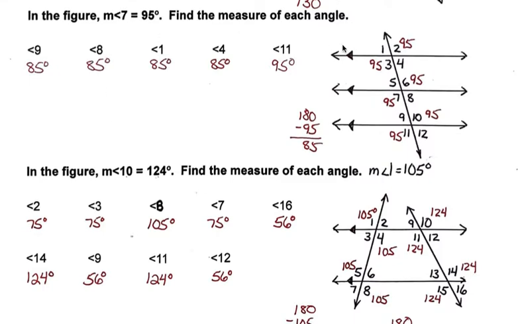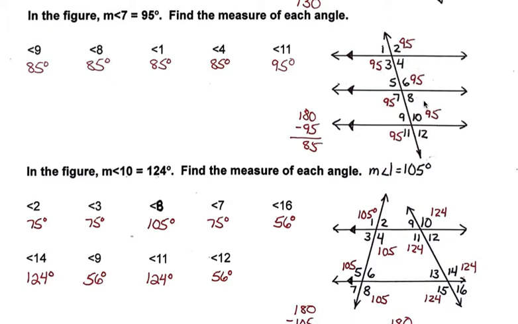In the figure, now notice there are 3 parallel lines. Well, it doesn't change really anything. If measure of angle 7 is 95, okay, I found 7 here. I know the vertical angles are 95. I know the corresponding right here are 95. I know the corresponding here are 95. I know alternate interiors are 95. I know alternate exteriors 95. So I know all of these 6 are 95 degrees.